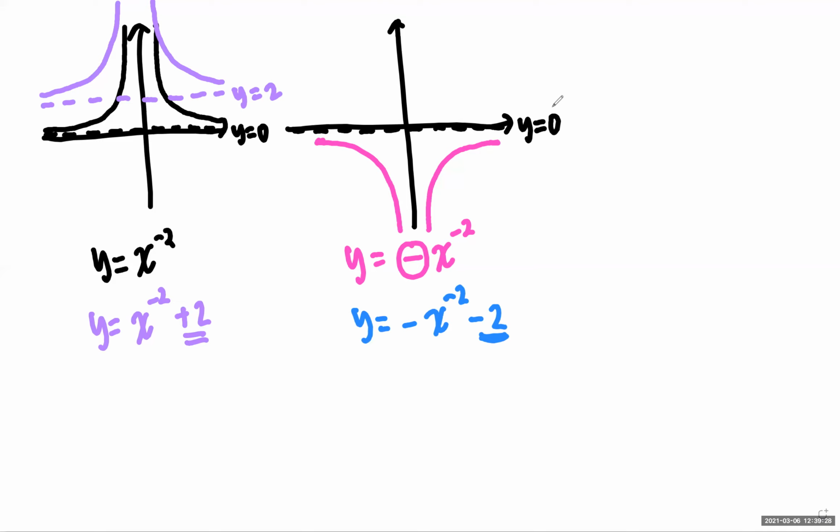Y is equal to 0. And then now I'll just bring it down by 2. So it'll be here, right? And what's the line? It's y is equal to -2. So draw it, look something like that. And then draw it, look something like that. Okay, that's it, done.